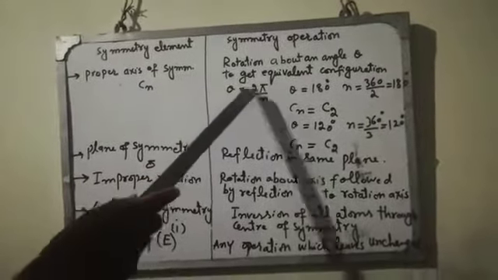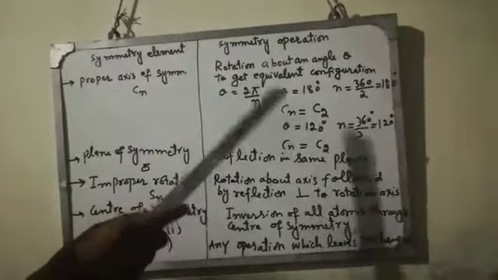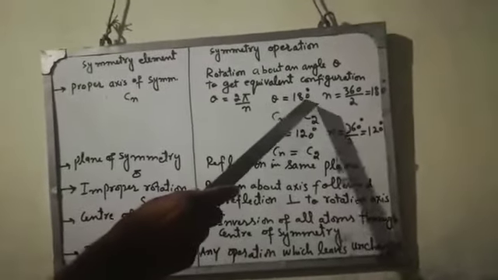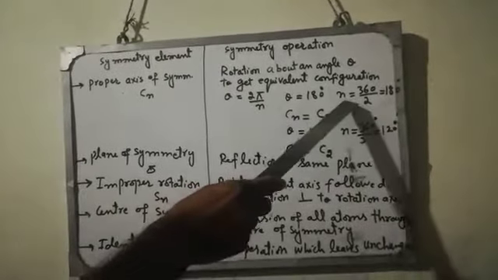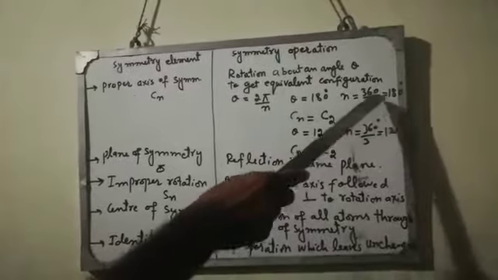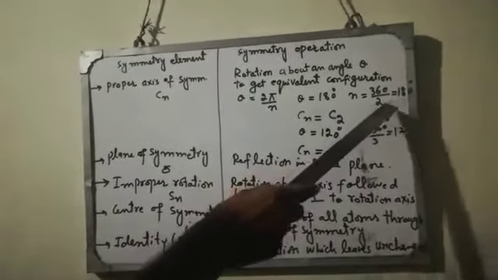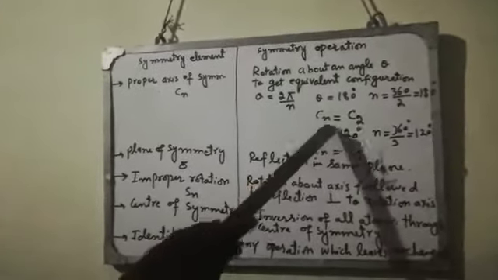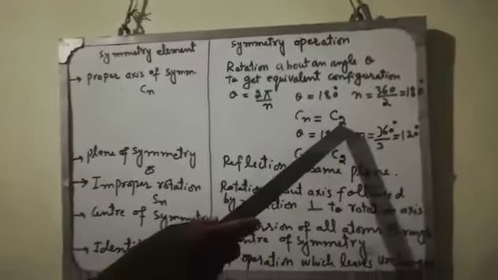Let theta be calculated as 2 pi over n, or 360 over n. Let us rotate the molecule at 180 degrees and we get the equivalent configuration. Then the value of n will be equal to 360 over 180, which is 2. Theta is 180 and the value of n is 2. Therefore, the proper axis of symmetry will be C2.